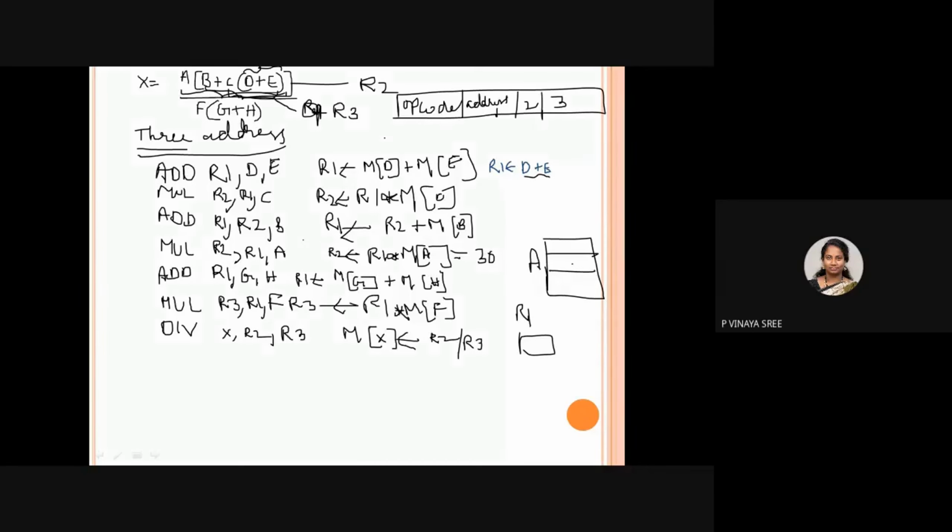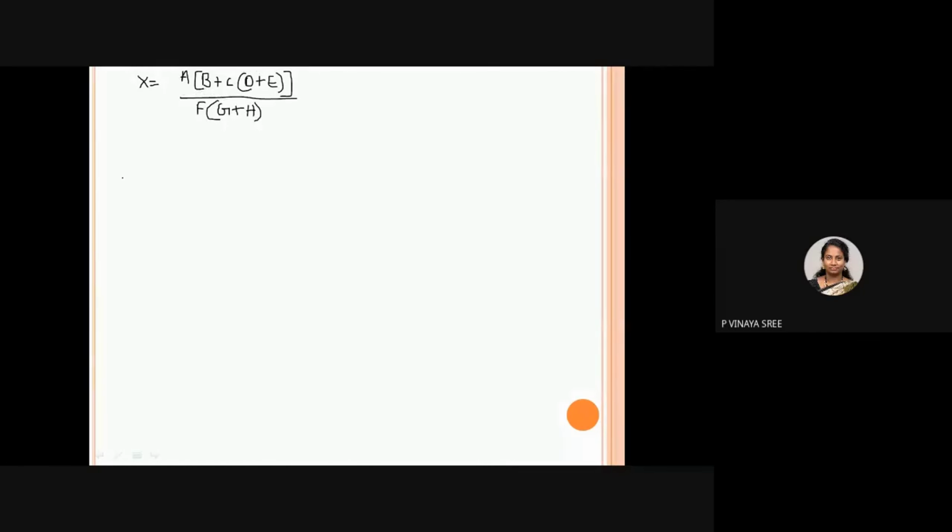Now let me go for the other one which is left. Two address, ma'am. Yes, two address instruction format. Now I want the remaining students to unmute and answer. So, two address instruction format. Tell me the first instruction, what we have to do. Whenever you are writing two address instruction format, think about the instruction type as opcode, address 1, address 2.